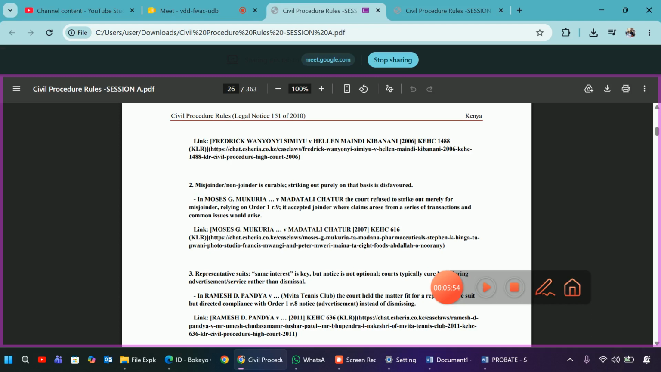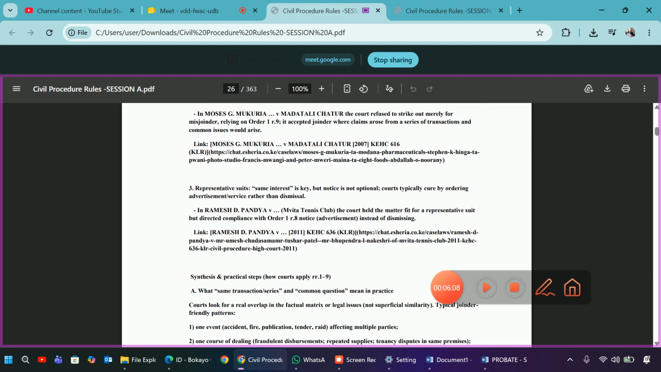So in the Moses Mukuria decision, the court refused to strike out merely for misjoinder, relying on Order 1, Rule 9. It accepted joinder where claims arose from a series of transactions and common issues would arise. Then we have also a decision when it comes to representative suits, where having the same interest is key, but notice is not optional. Courts typically cure by ordering advertisement or service rather than dismissal.